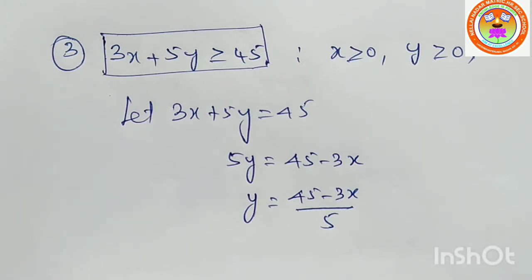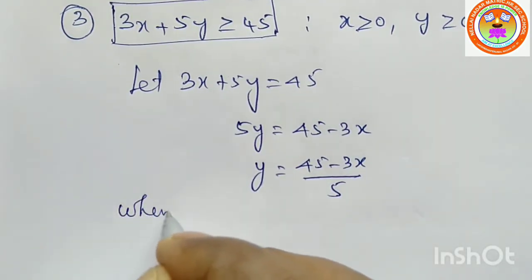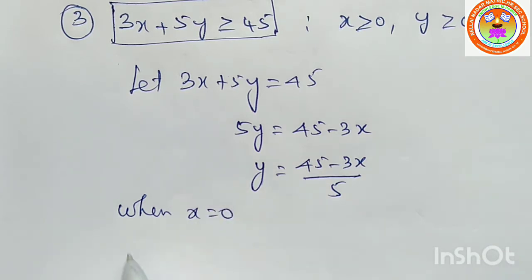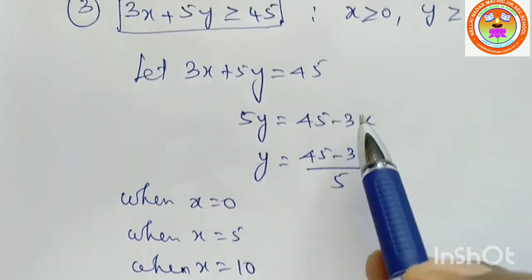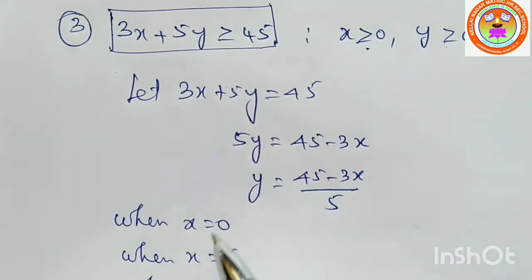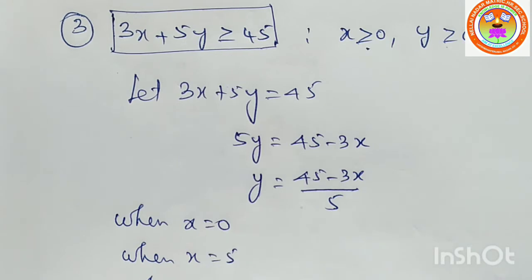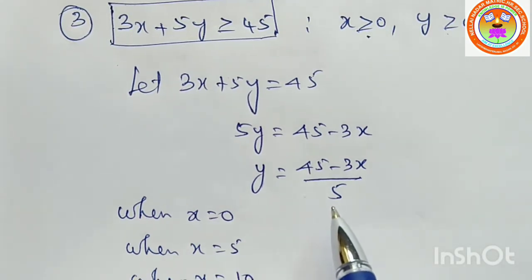Here we can apply only multiples of 5 for x. Okay? So we can apply x is equal to 0, x is equal to 5, x is equal to 10. The reason is, see, the values of x and y are positive, so we can apply only positive values for x. At the same time, we have to apply only multiples of 5.